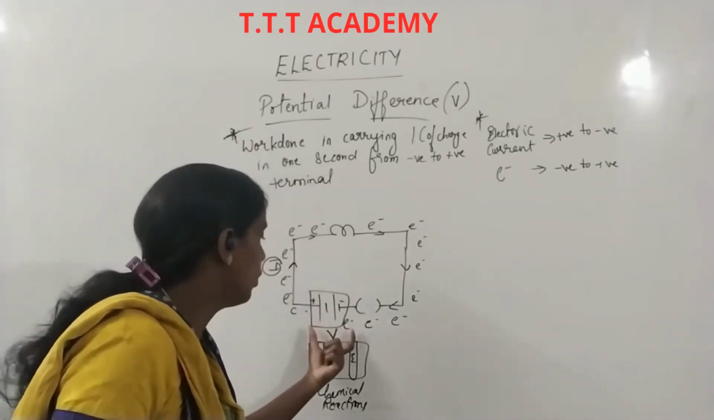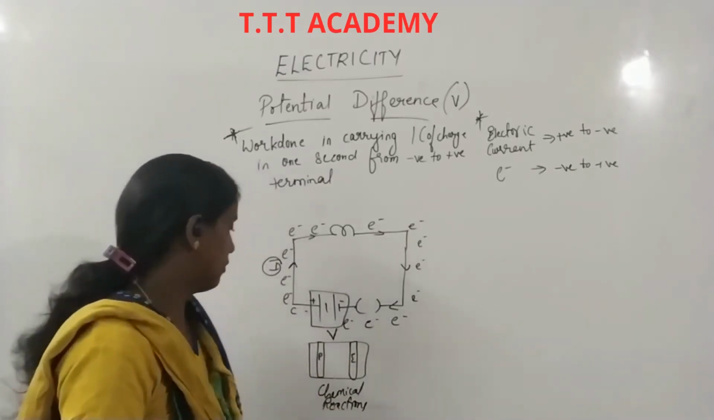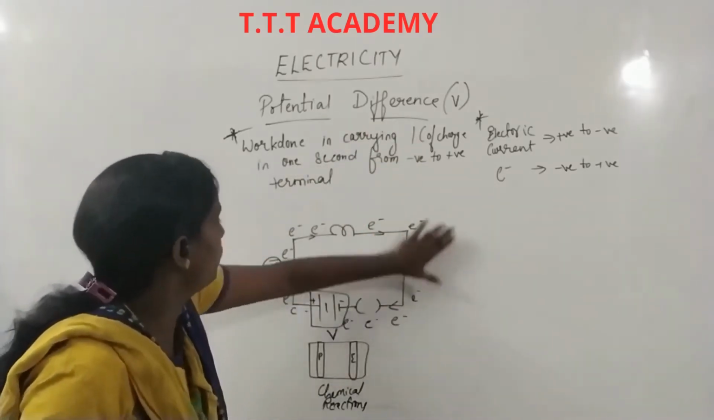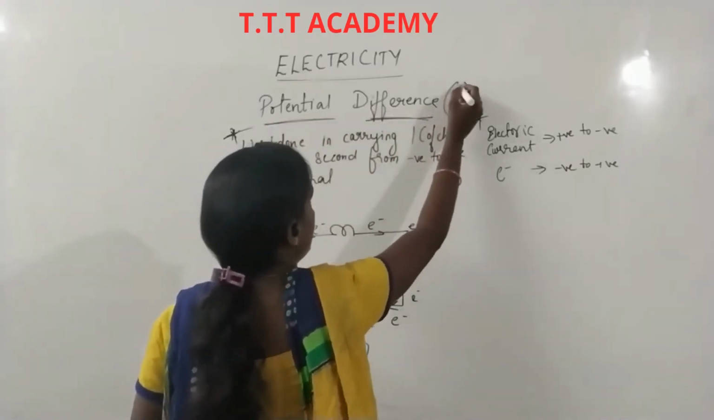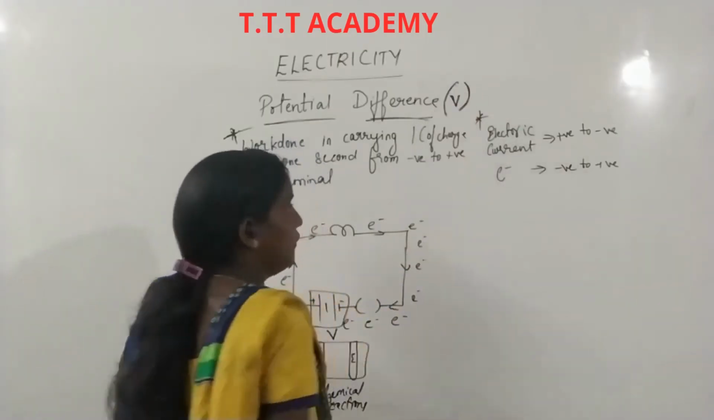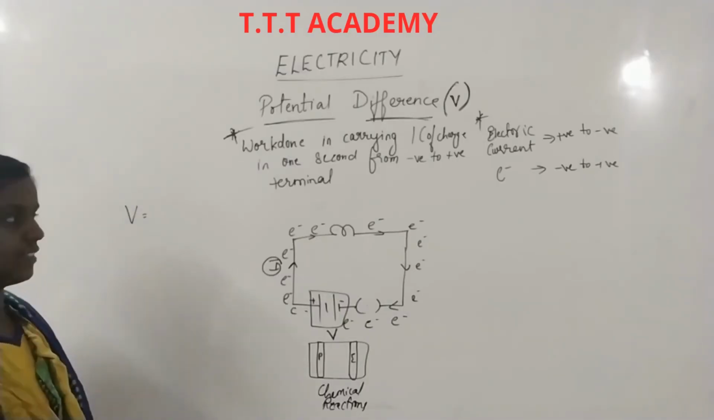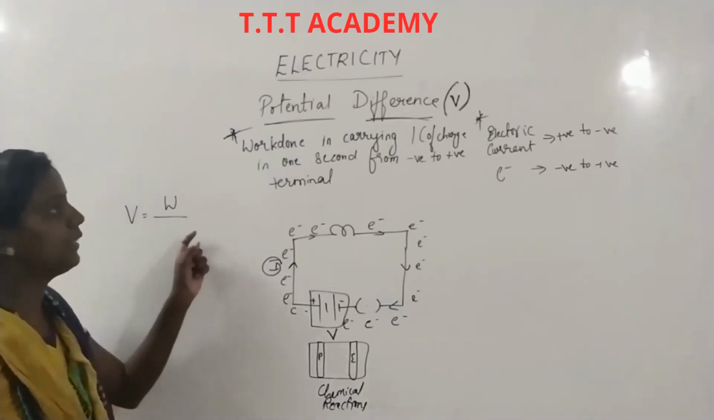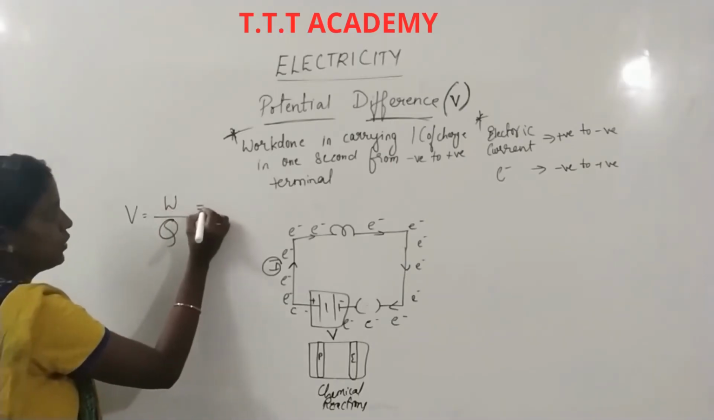Work done, in the sense, what do you mean by work done? The energy or the pressure created to flow the electrons. Fine. That in carrying 1 coulomb of charge in 1 second from the negative terminal to the positive terminal is known as potential difference, and we represent potential difference by V. Okay. Now see, V, that is potential difference, is equal to work done. I told you, we represent work done by W, divided by carrying 1 coulomb of charge in a second, right? So V = W/Q. What is W? How are we going to measure W?